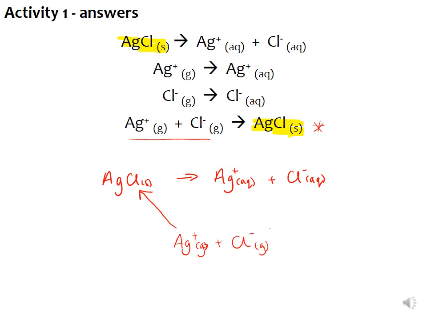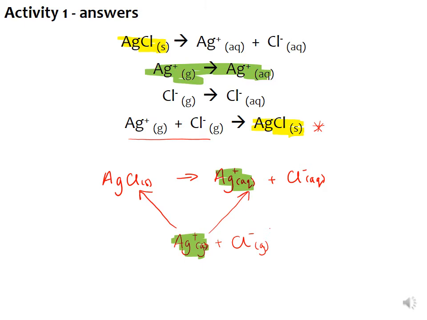And there we go. Now, to finish off our cycle, can we join up any other bits? Well, we've got here Ag+ gaseous and Ag+ aqueous, and we do actually have a reaction that links those together. So Ag+ gaseous forms Ag+ aqueous. So we can have that reaction like that.